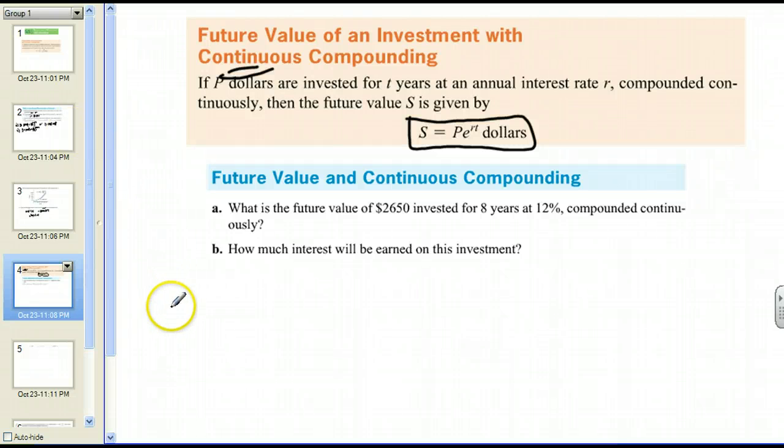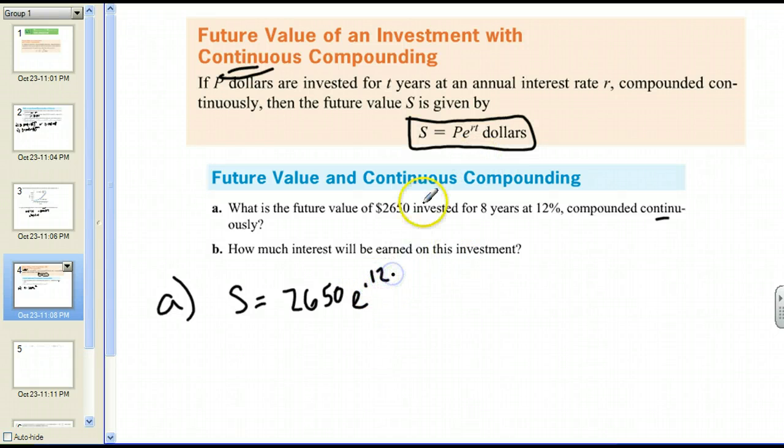So let's just show you how it works. Part A. What's the future value of $26.50 invested for 8 years at 12% compounded continuously? So S equals P, which stands for the dollars that were invested, so that's $26.50. And then e to the, 8 years is t, 0.12 is r. So e to the 0.12 times t, which is 8, power.